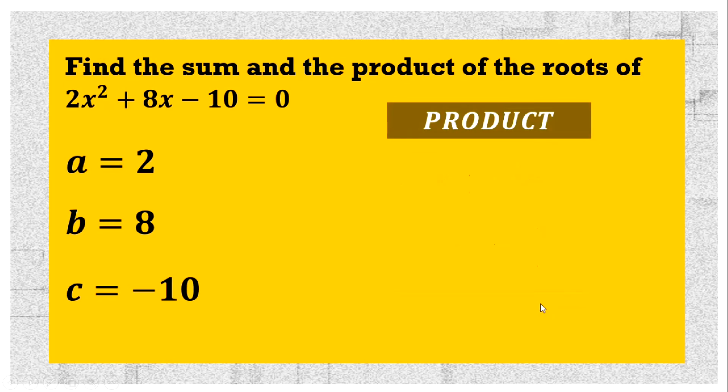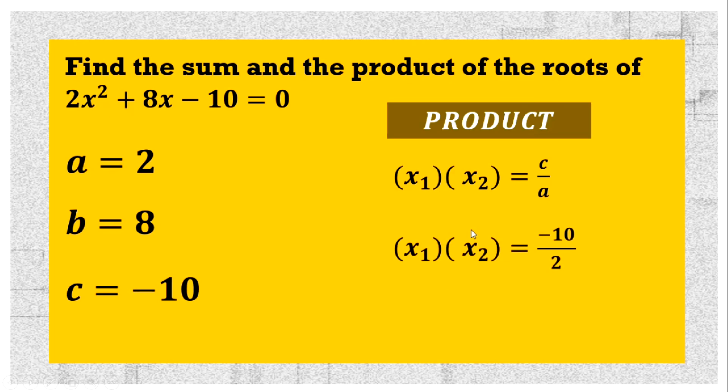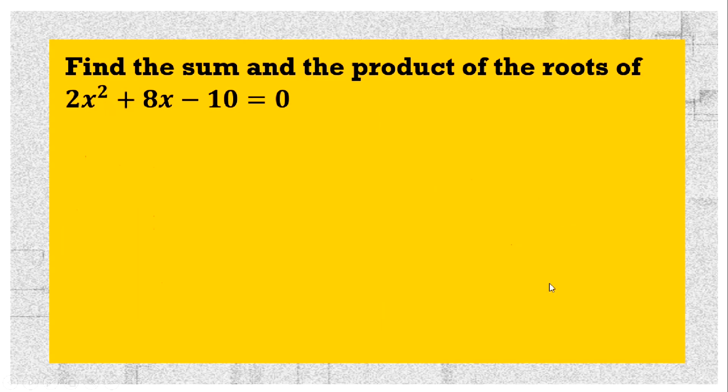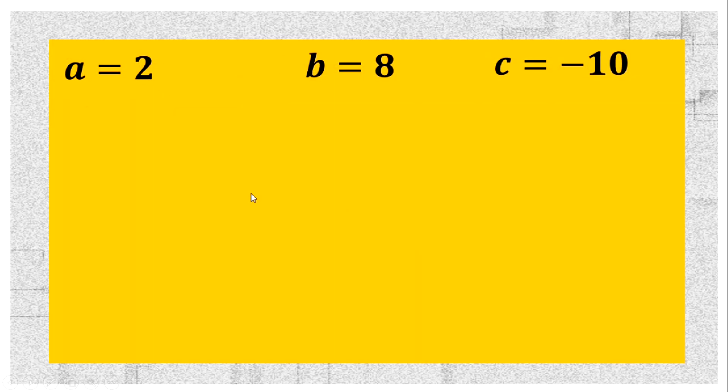Okay, how about the product? For our formula, we have c over a. Ito yung nakuha natin kanina. And substitution, our c is negative 10 and our a is 2. So, negative 10 divided by 2 is simply negative 5. Okay? So, check lang natin kung tama ba yung nakuha nating sum and product of our roots. Let us find the roots of this equation. Puprove lang natin kung tama.